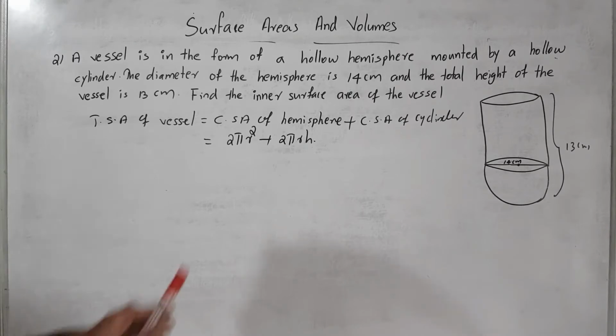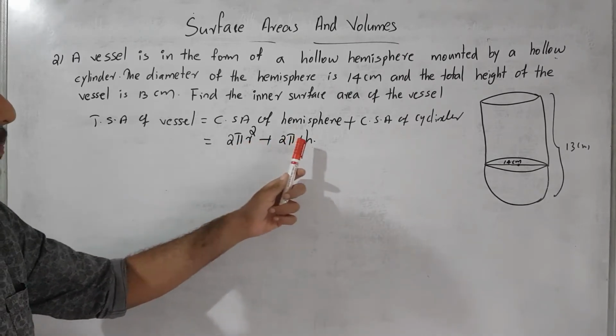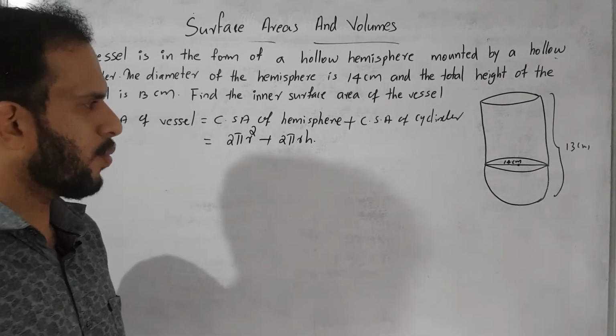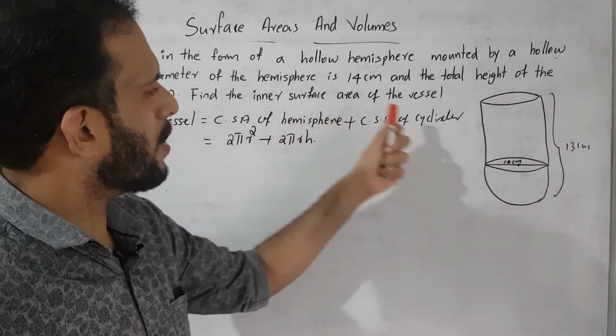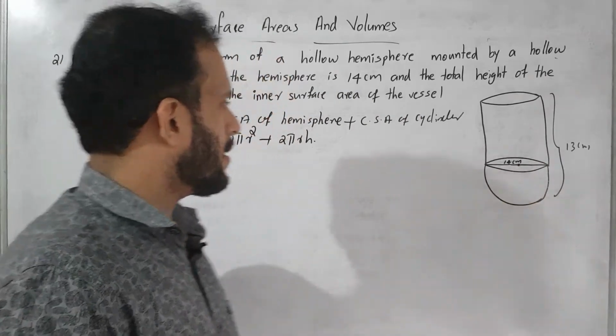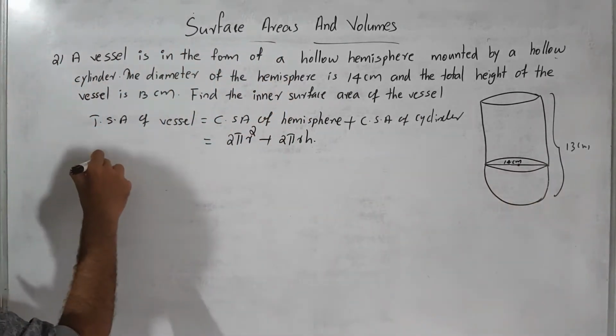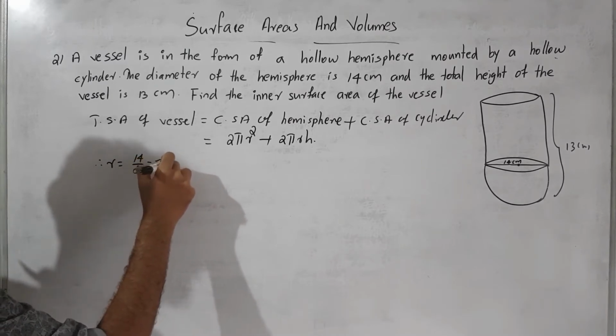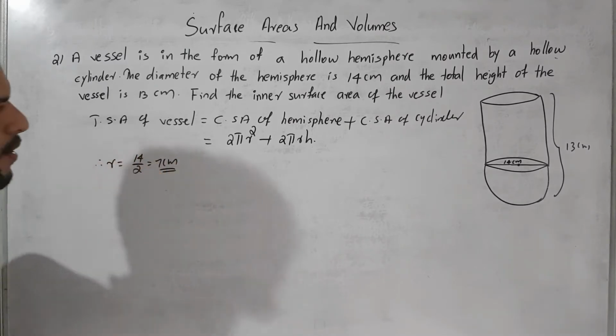What is r? r is the radius, correct? In both cases, in the case of hemisphere and cylinder, the radii are equal. Here the diameter is given. What is the diameter? Diameter is 14. Therefore, radius is equal to 14 by 2, which is 7 centimeter. Correct? Then we got the radius.